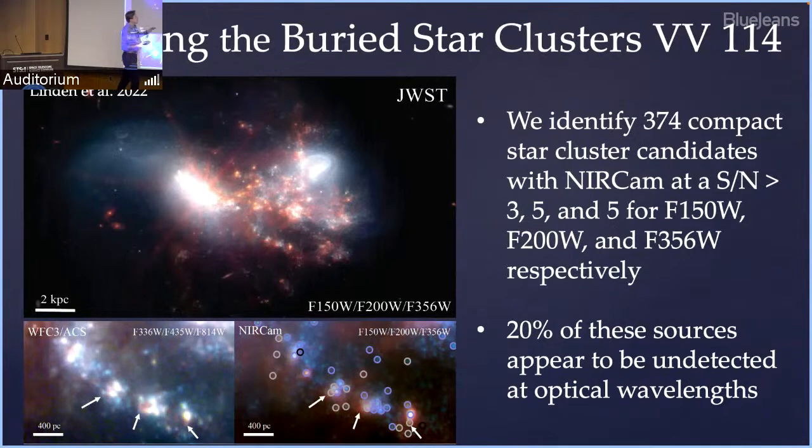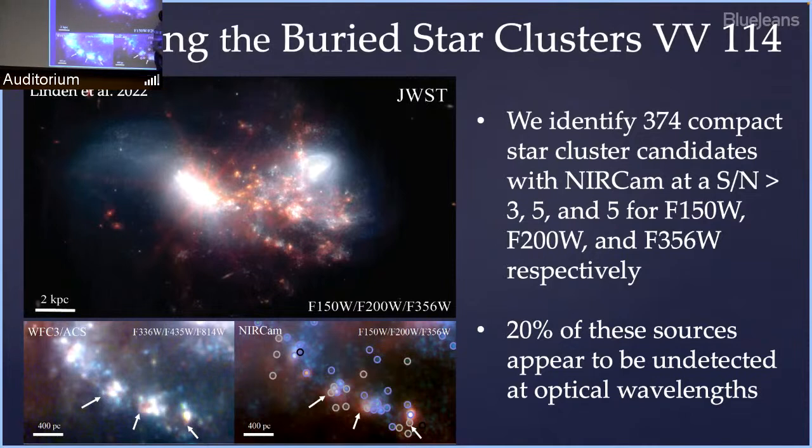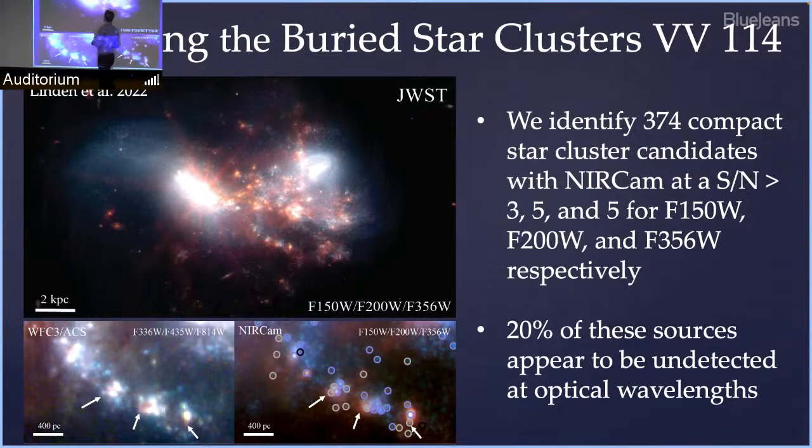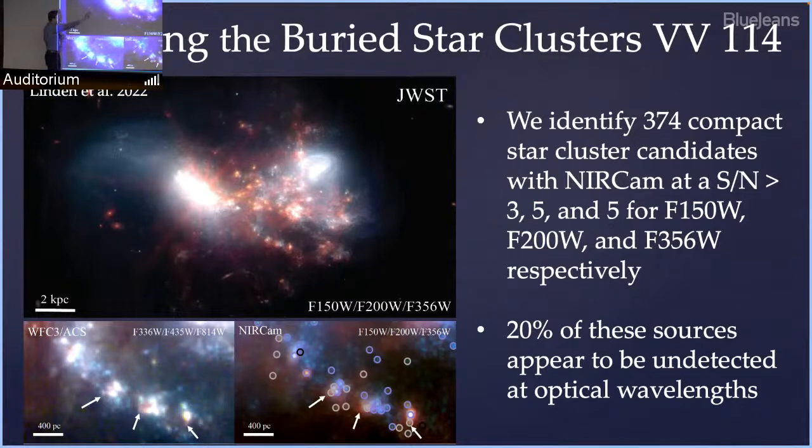And it turns out that we identify 374 compact star clusters. And by compact, we essentially mean consistent with the point spread function at F150W. And we actually have to increase our signal-to-noise thresholds for the F200W and the F356W. And that's because those images show a lot of highly variable background, spatially varying diffuse emission.